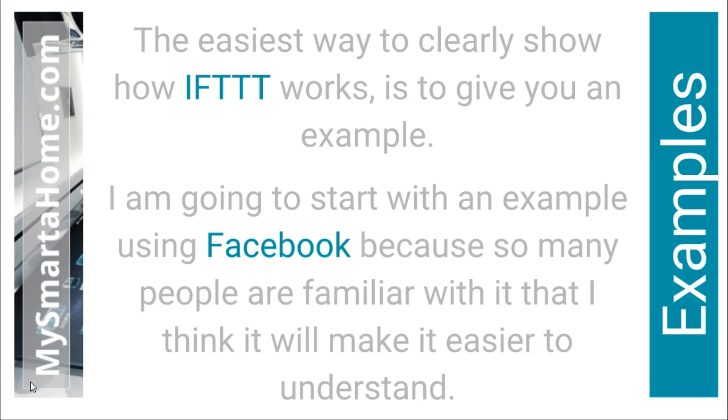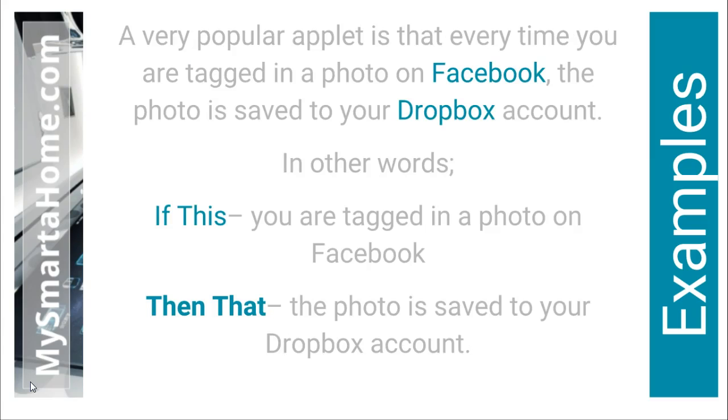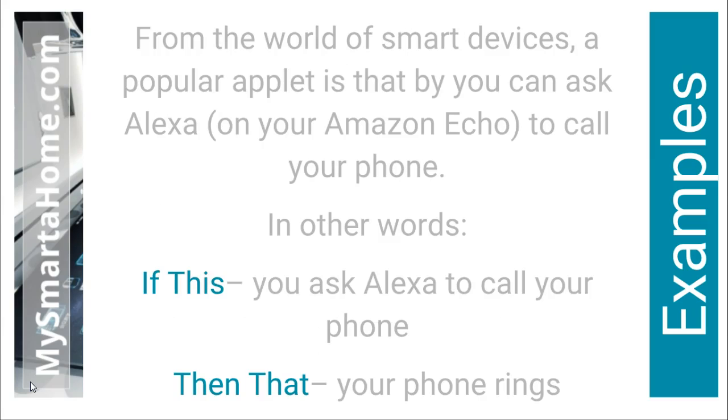The easiest way to clearly show how IFTTT works is to give you an example. I'm going to start with an example using Facebook because so many people are familiar with it and I think it will make it easier to understand. A very popular applet is that every time you are tagged in a photo on Facebook, the photo is saved to your Dropbox account. In other words, if you are tagged in a photo on Facebook, then the photo is saved to your Dropbox account.